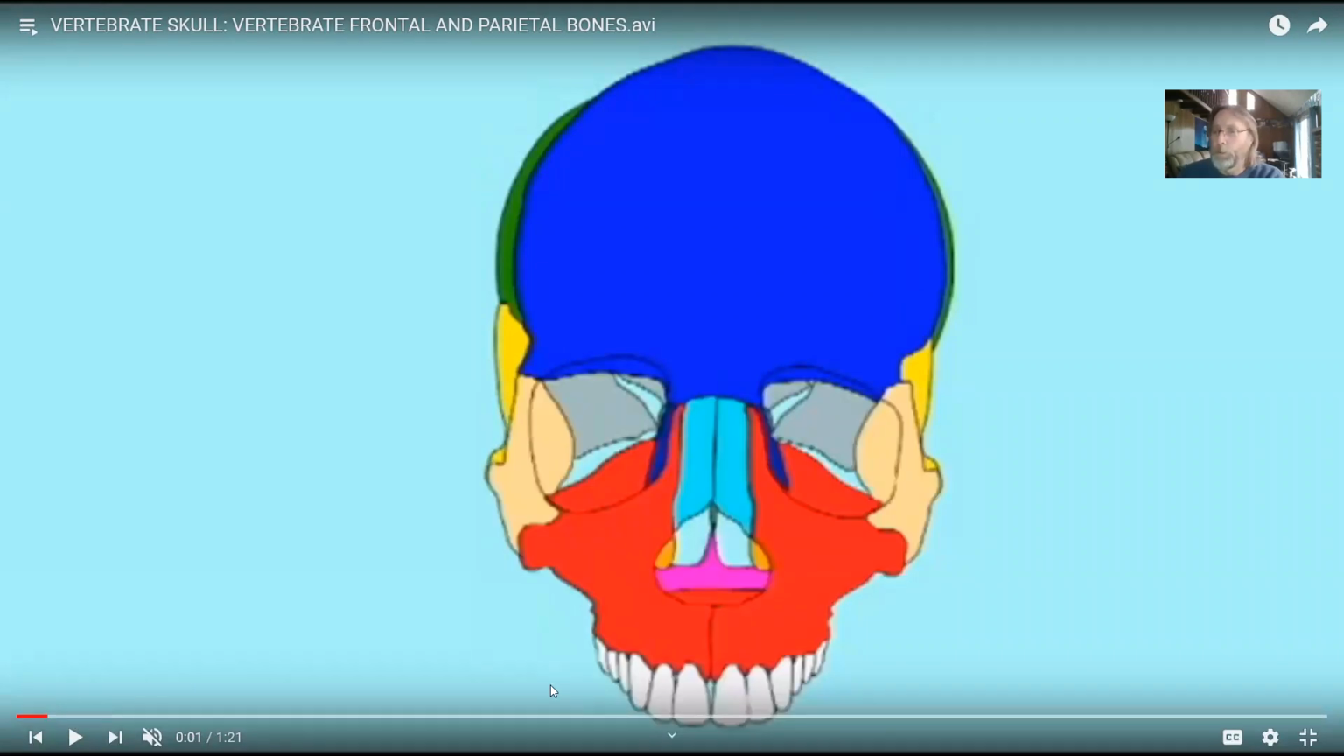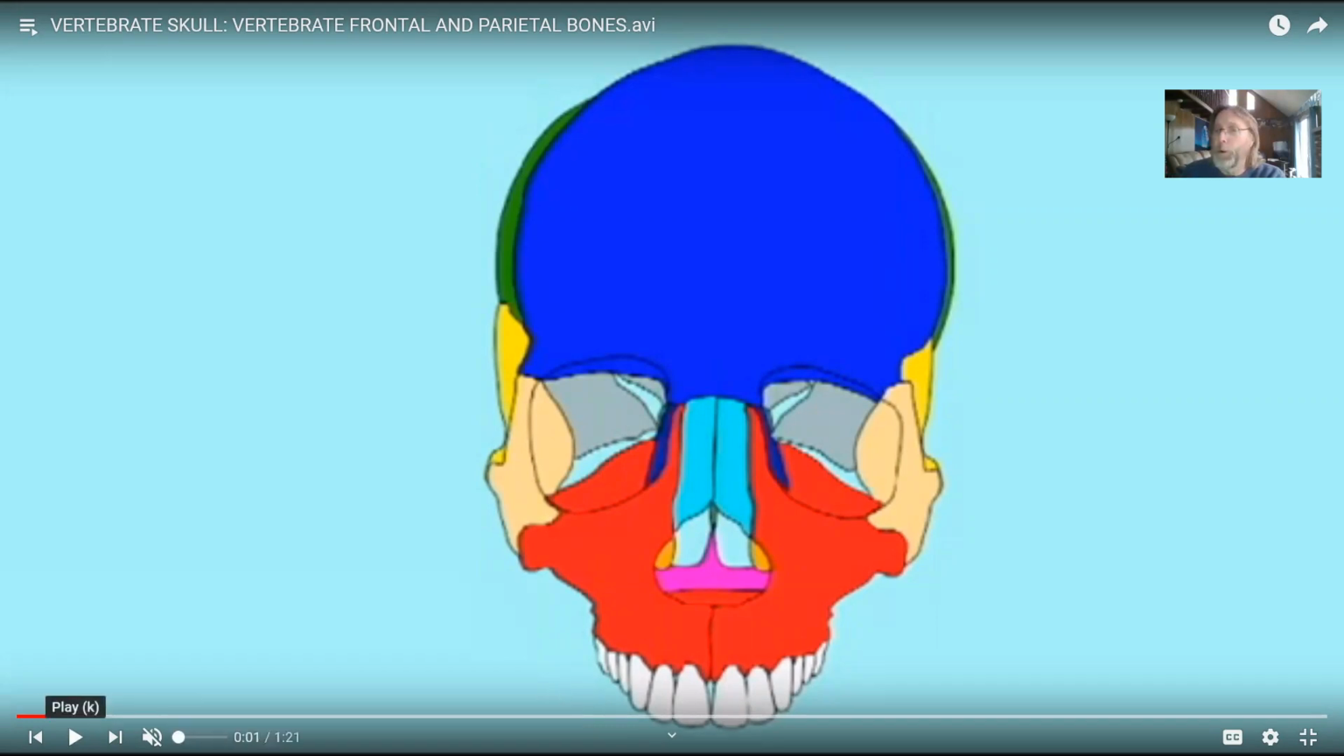into two regions. One of the regions protects the brain, and we call that the cranium. So the bones that surround the brain are called the cranial bones. The other bones, which include the bones which hold the teeth, which make up much of the orbit, this is referred to as the face.